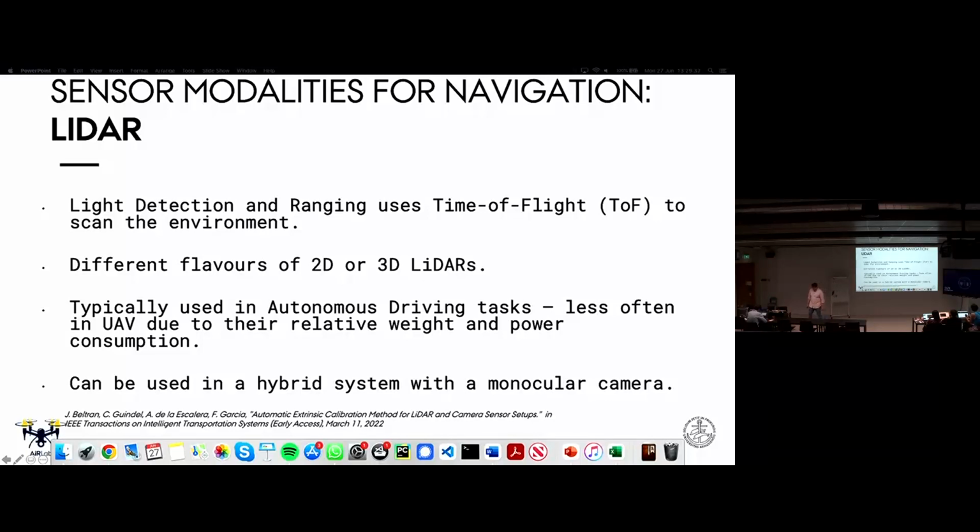So this is what I found: obviously if you have an autonomous car, you can fit as much battery as you'd like. So it can be used in a hybrid system with a monocular camera. This is actually one of the ways that we can synthesize scale, and we can synthesize understanding of depth in the monocular system.